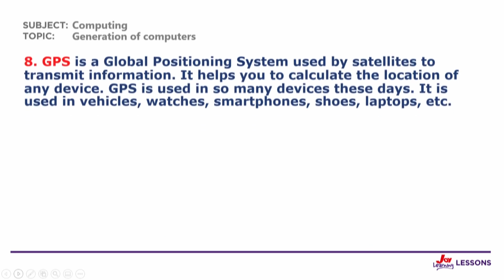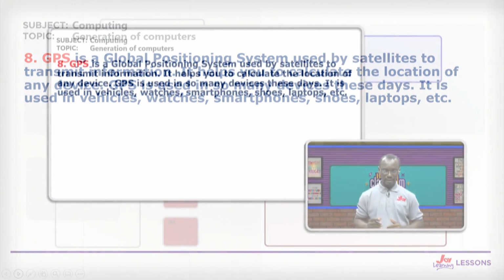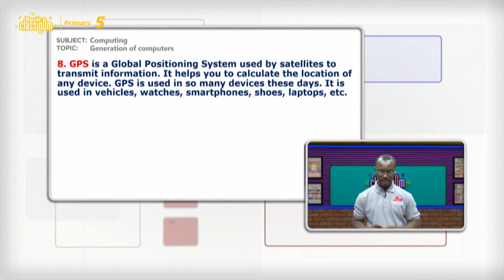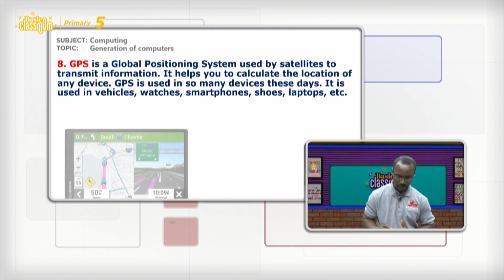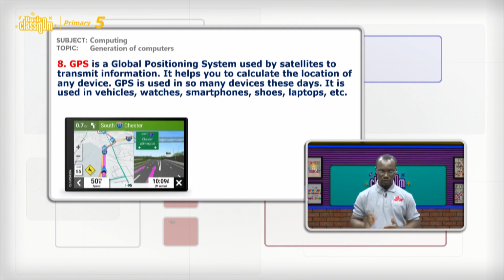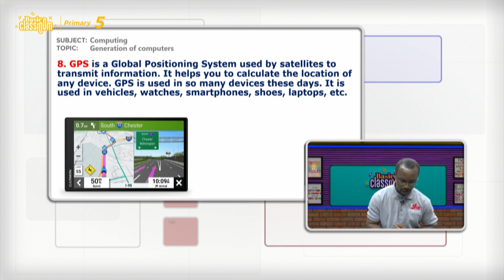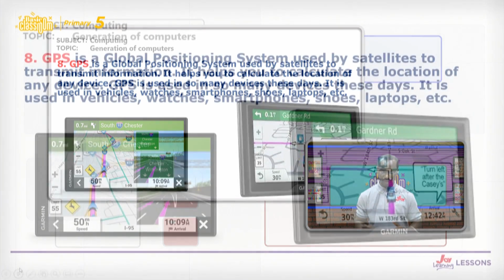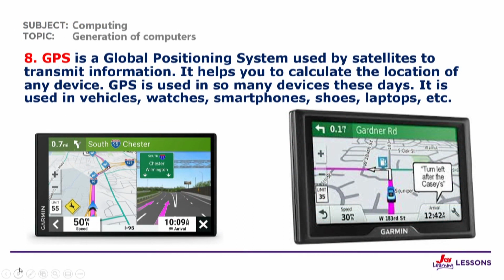Then we have the next output device, which is GPS. The GPS is Global Positioning System. This one uses satellite to transmit information. It helps you to calculate the location of any device. GPS is used in so many devices these days. It is used in vehicles, watches, smartphones, shoes, laptops, etc. So let's have a look at the GPS. So this is the GPS, and it is used by satellite to transmit information to us. Okay. Then we have another image showing on the screen about GPS, Global Positioning System. Okay. So this is also an output device.